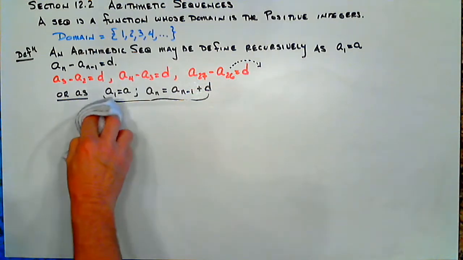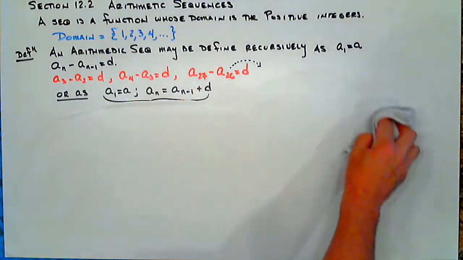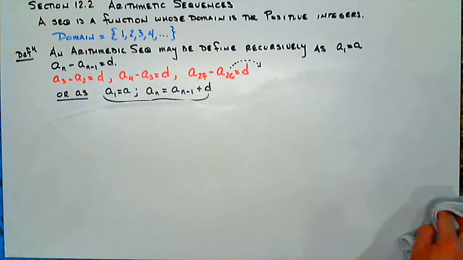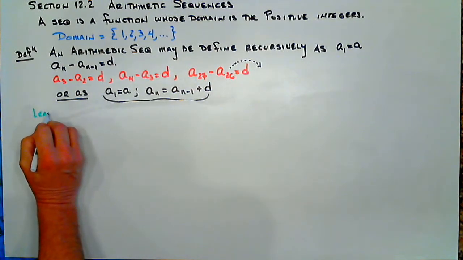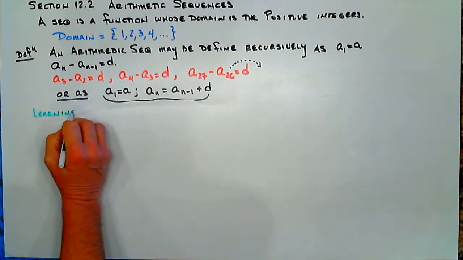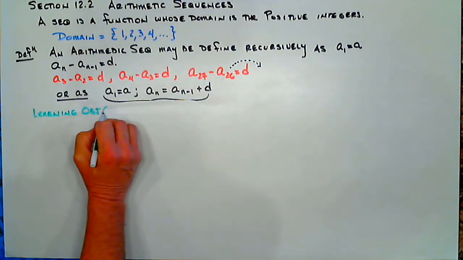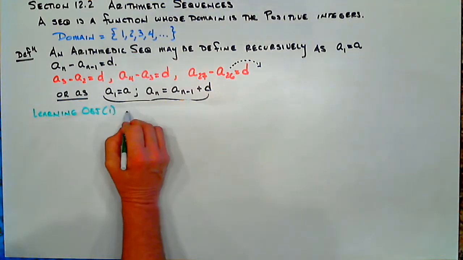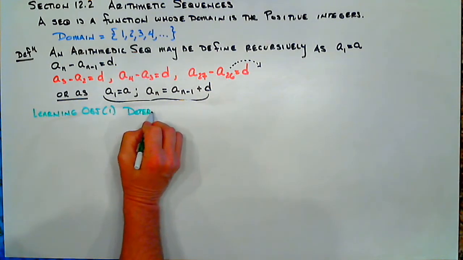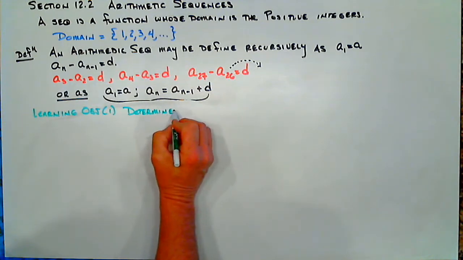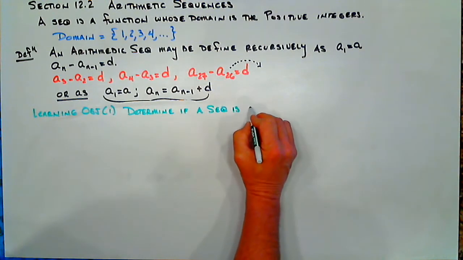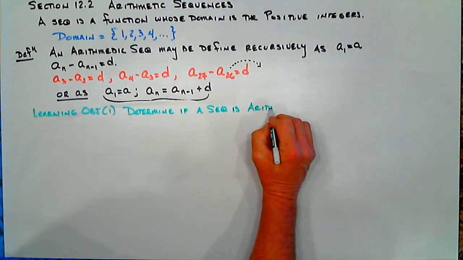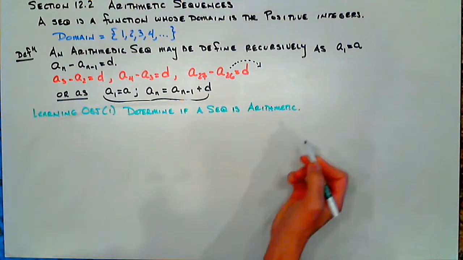That'll leave us some room to do our work in underneath here. And we'll keep the important part, the definition, up above. Okay? So what's our first learning objective? Our first learning objective says we want to determine if a sequence is arithmetic. Right? That's what we want to know.